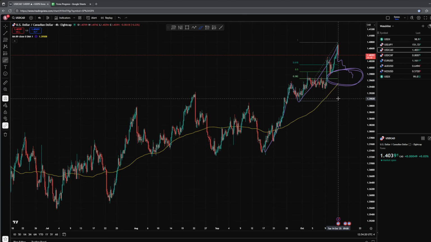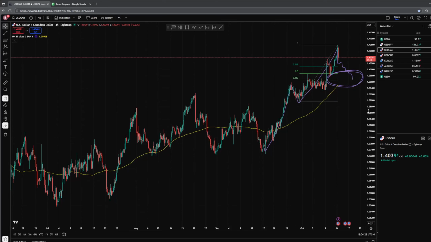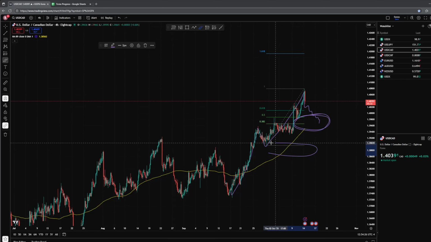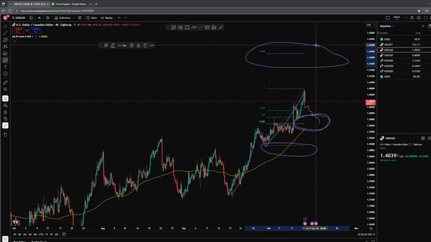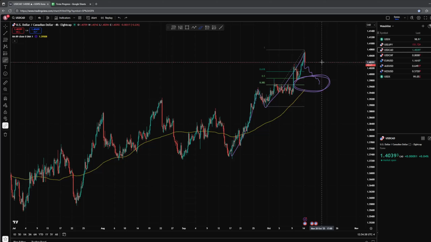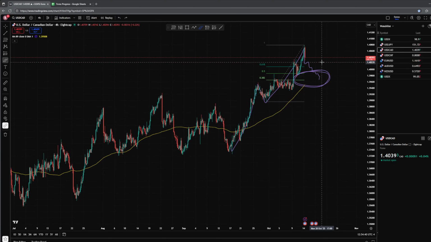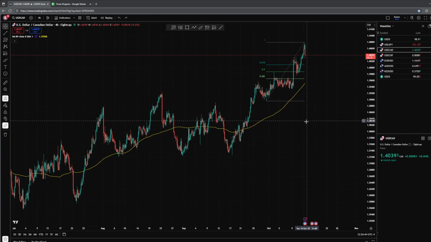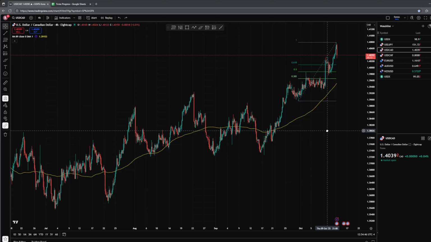If that is the case, set your stop loss below the local minimum here, which will be very good support, and set your take profit at the Fibonacci extension 1.618 up there. Your risk and reward ratio should be at least 1 to 2. So let's write it down. USD Canada dollar looks very good right now.